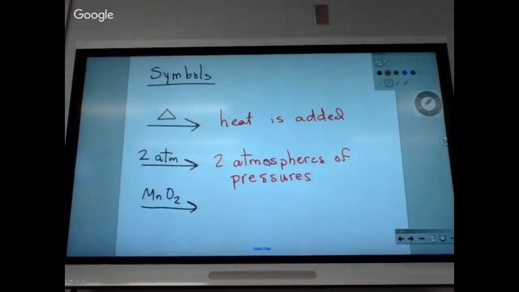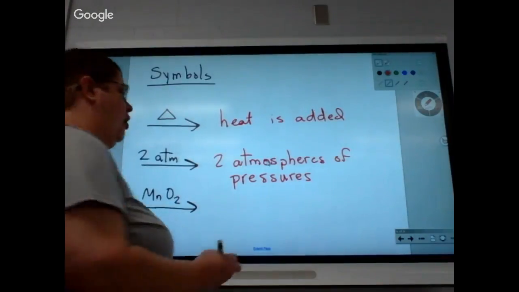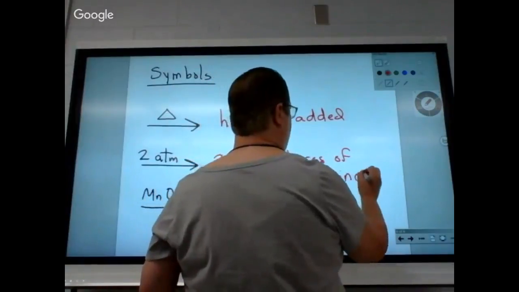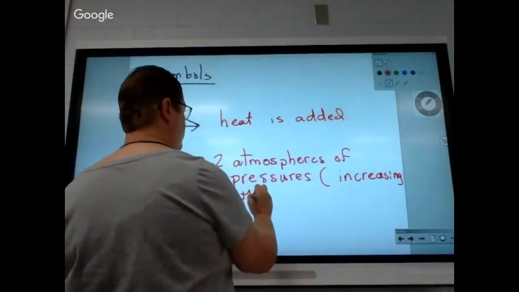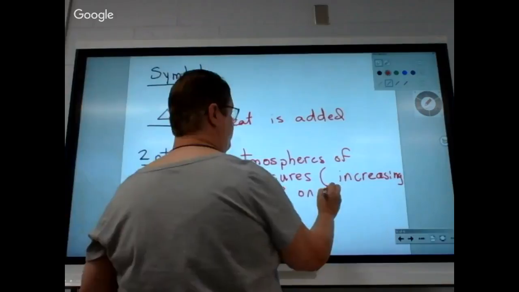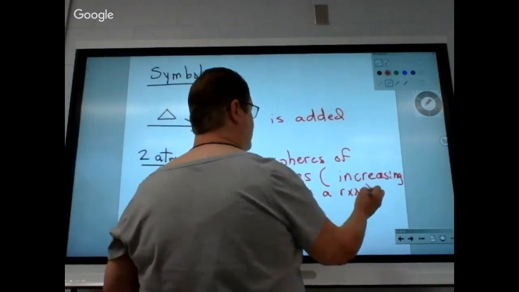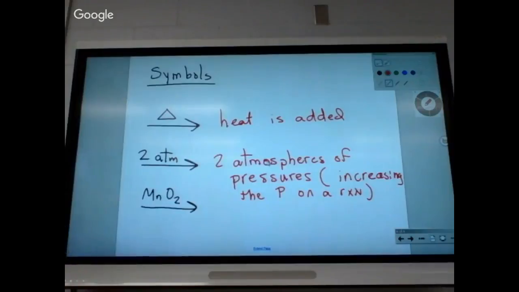Atmospheres is the SI unit for pressure. Here in the United States, we use inches of mercury. We're going to talk about 5 units of pressure down the road. But atmospheres is a typical unit of pressure. 1 is pretty normal atmospheric pressure. So 2 would be increasing the pressure on a reaction. You could have 3, 4, 5. But know that if you write a pressure on it, you're essentially increasing the pressure on a reaction. And RxN is the abbreviation for reaction I will be using the rest of the semester.